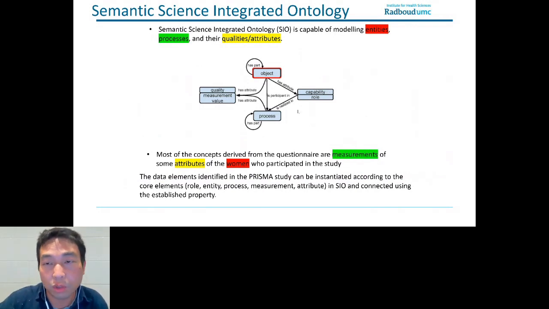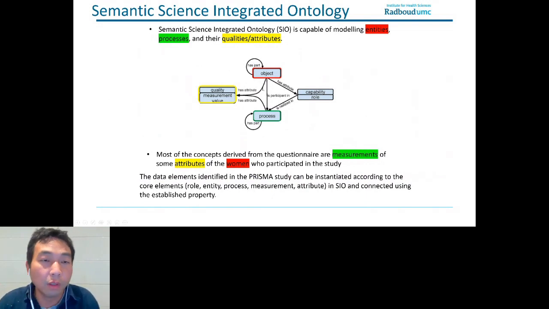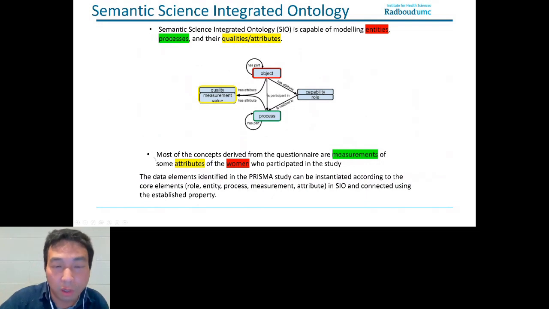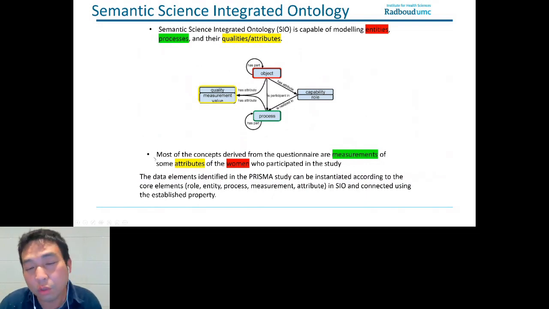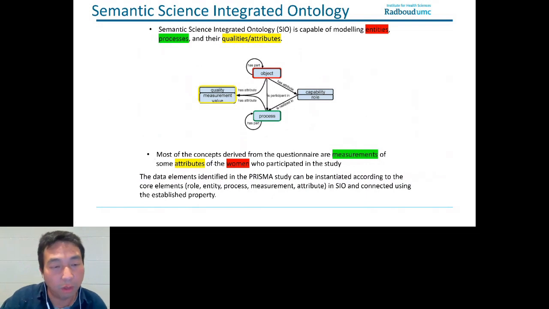The first one is object, or maybe entity, and the second is process, and then quality and measurement. These several key components are connected by the established properties. Here you can see in the graph. So this is the SIO ontology. And why do we use this ontology? The reason is that most of the concepts derived from the questionnaires are measurements of some of the attributes of the women who participate in the study.